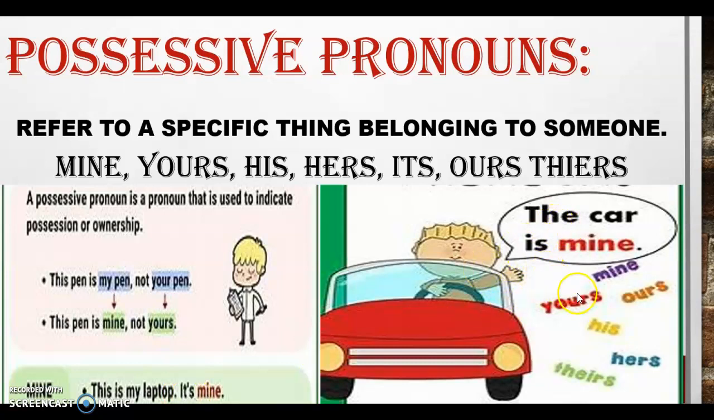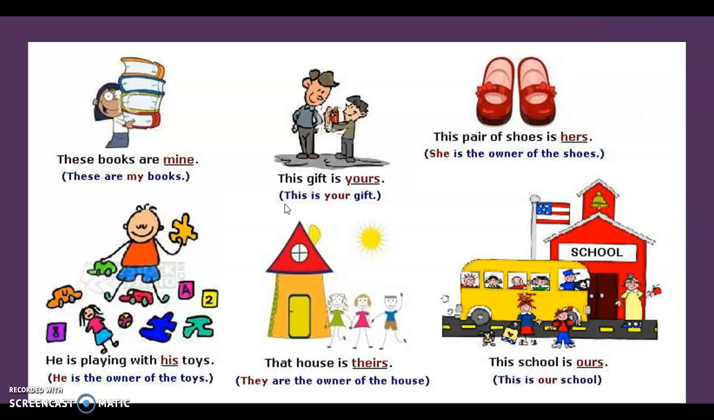Okay, see the example right here. The car is mine. You can use it. You can build your own sentences with this one. The car is mine. The car is yours. The car is ours. The car is his car, her car, their car. Okay, so that one is possessive pronouns. And let's see some more examples.